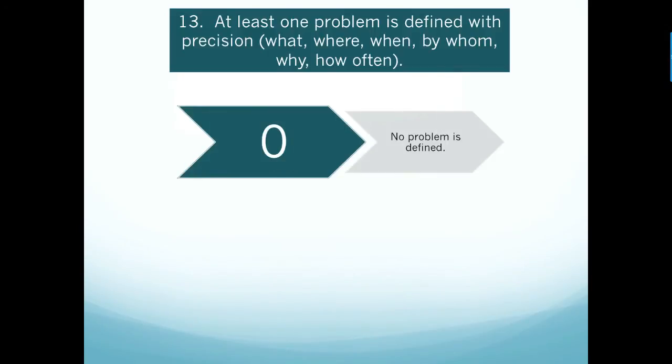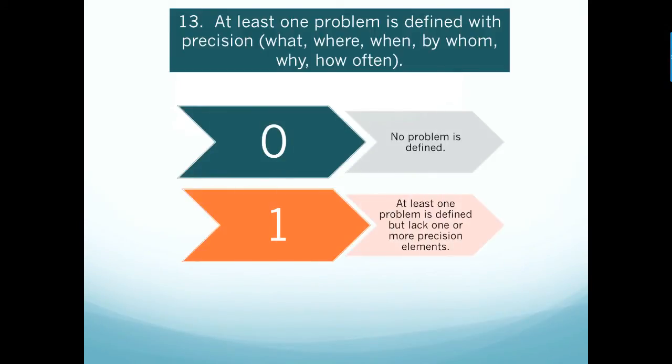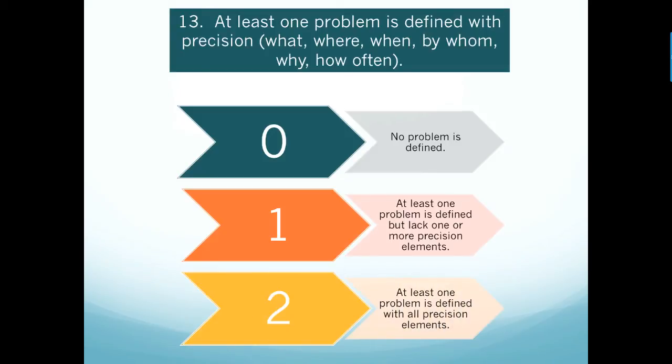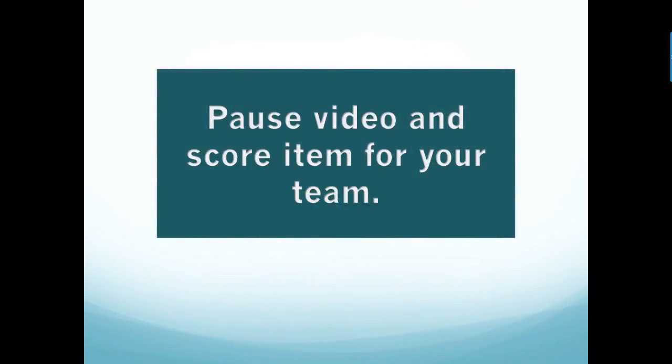A score of 0 is going to say that no problem is defined. A score of 1 will be assigned when at least one problem is defined, but it might lack one of the precision elements in its problem statement. And a score of 2 is going to say that at least one problem is defined with all precision elements. Pause this video now and score this item for your team.